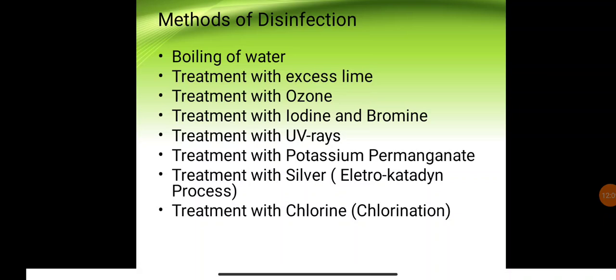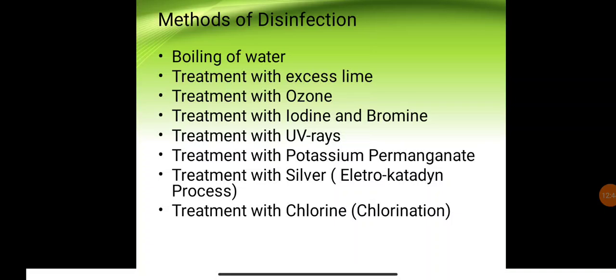When we pass UV rays, they are invisible light rays having wavelengths of 1000 to 4000 microns. These ultraviolet rays are highly effective in killing all types of bacteria. It is very effective in killing all types of bacteria, and the water to be treated with UV rays should be less turbid and low in color.